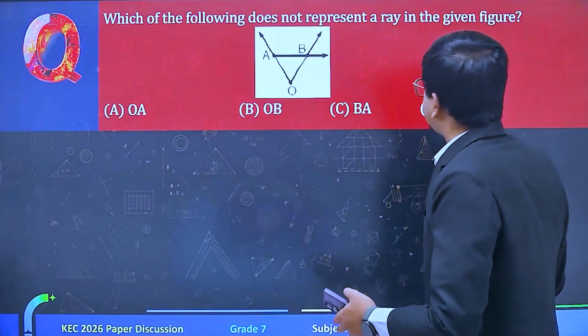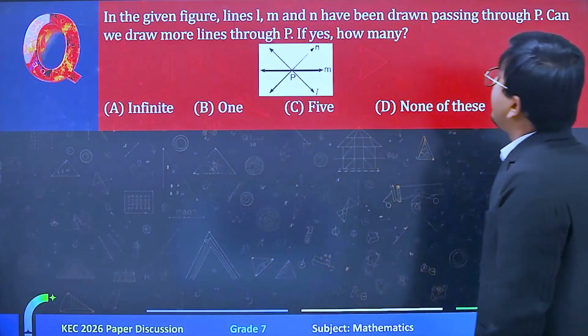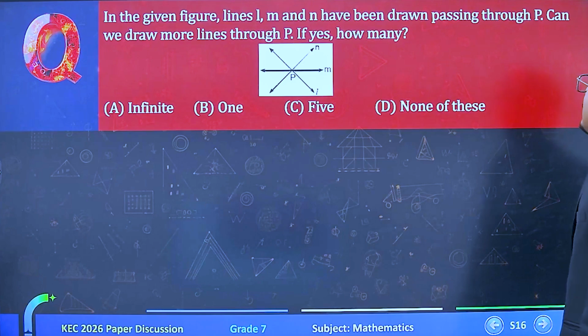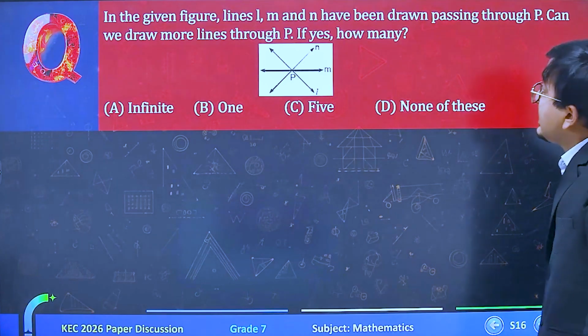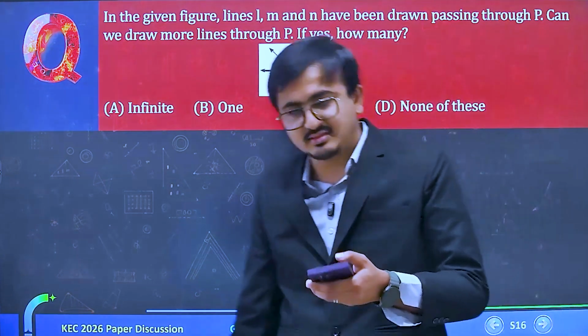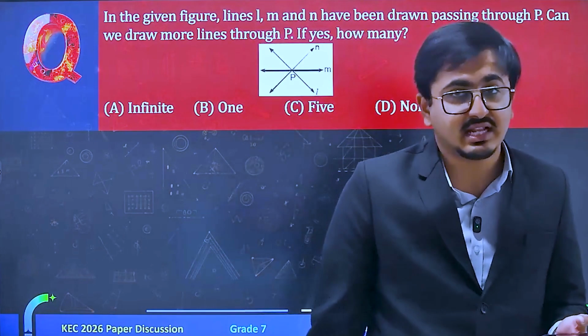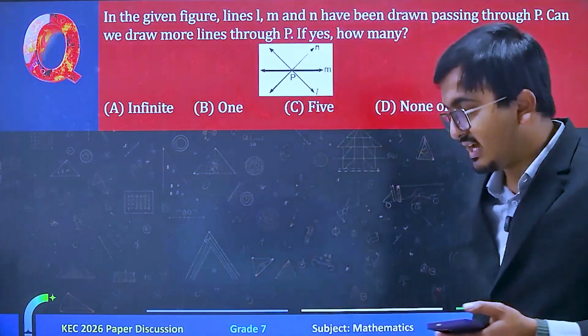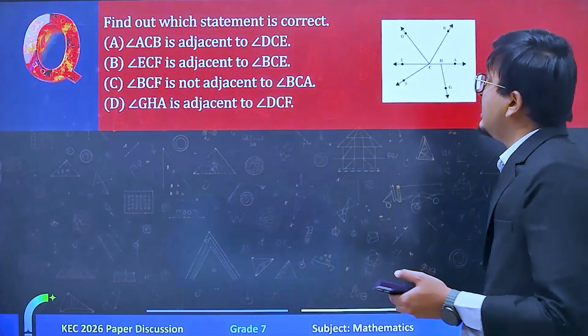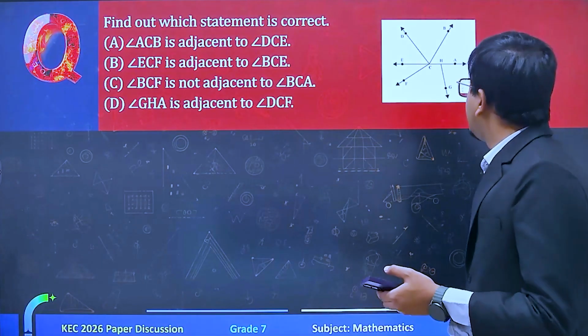Okay, done. Next, in the given figure, lines L, M, N are drawn passing through the point P. Can we draw more such lines? Yes. Okay, how many such lines? There are infinitely many. Perfect. Infinitely many. Find out which of the statements is correct.